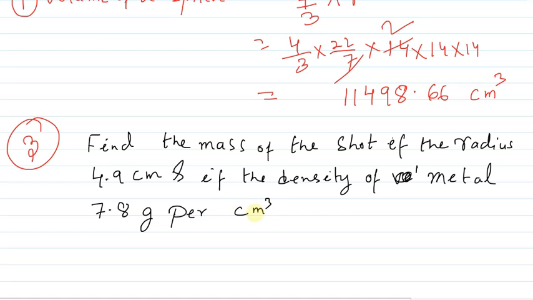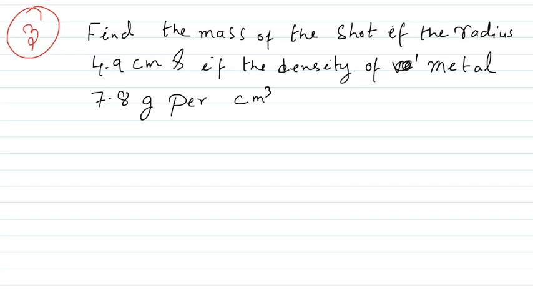So in the question, what is given? Tell me. Yes, great, very good. In the question the radius is given. The radius is 4.9 centimeter. All right. The radius is given what? 4.9 centimeter. Acha, what is the formula for volume? First tell me.